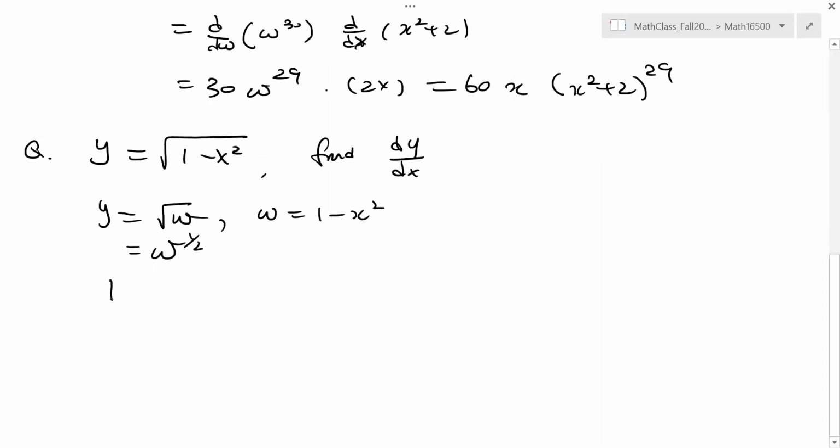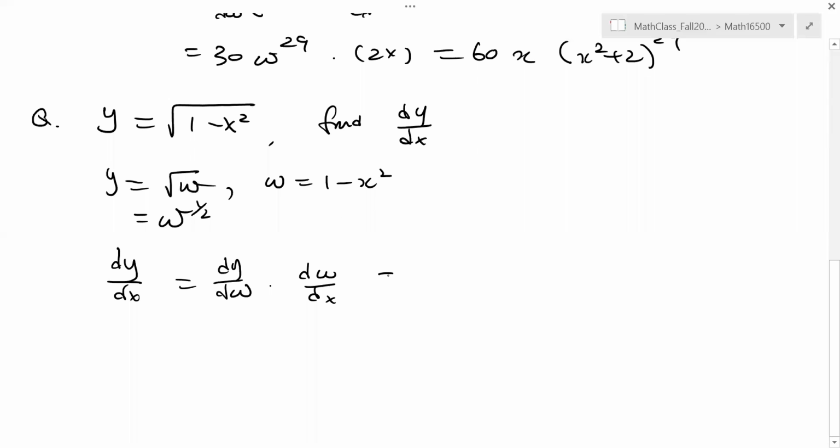Then dy over dx, it's easy to memorize the chain rule. You think about the derivative as a quotient of two differentials. Then dw cancels out, you get dy over dx, right? But dy over dw is the derivative of y with respect to w. So let's see, this is w to the 1/2, and d.